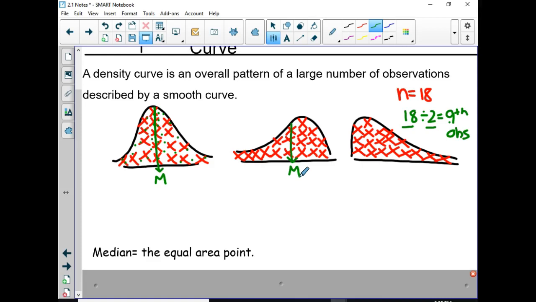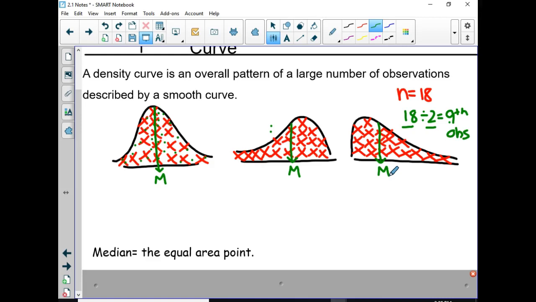You can almost imagine that if I took these x's right here and put them on top there, it would look like the equal area point in terms of calculus. Again, if that doesn't resonate with you, no problem. Just remember the 9th observation. And again, I'm going to do it over here: 1, 2, 3, 4, 5, 6, 7, 8, 9. So the median is approximately here.